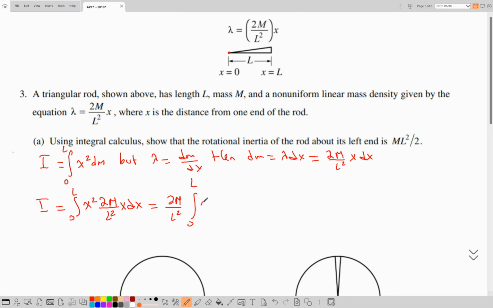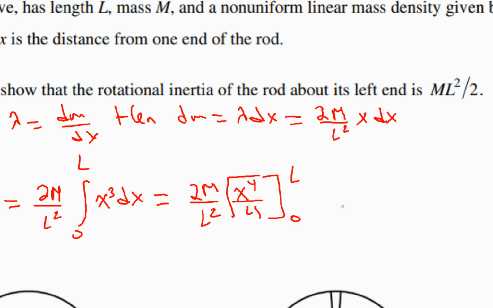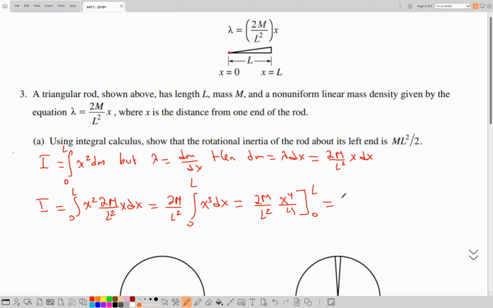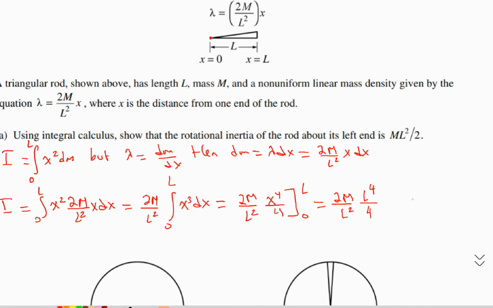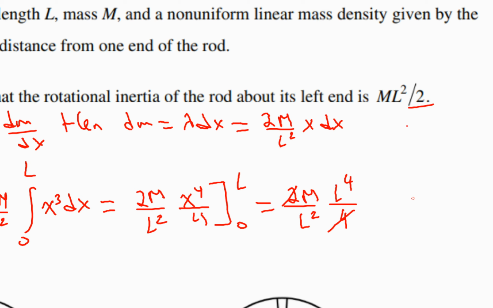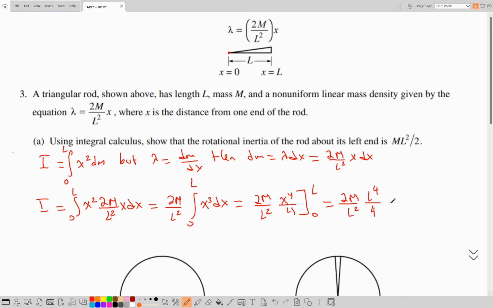Integral from 0 to L of x cubed dx, and the integral of x cubed would be x to the power 4 divided by 4, and the boundaries are set for us to be 0 and L. Now you need to compute this twice, once at L and once at 0, and you need to consider the difference. You can ignore the 0. That would be 2M divided by L squared multiplied by L to the power 4 divided by 4. And that would give you the factor half. L to the power 4 over L squared would give you L squared, and indeed we end up with the following rotational inertia.